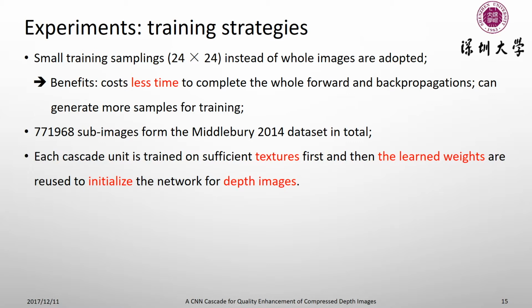771,000 sub-images from the Middlebury 2014 dataset are used in the training process. Transfer learning is adopted: each cascade unit is trained on sufficient textures first, and then the learned weights are reused to initialize the network for depth images.